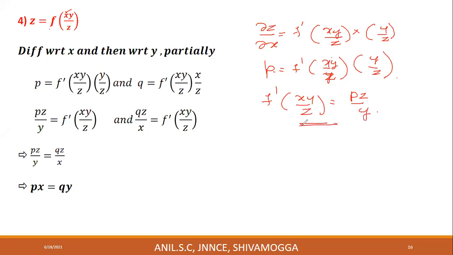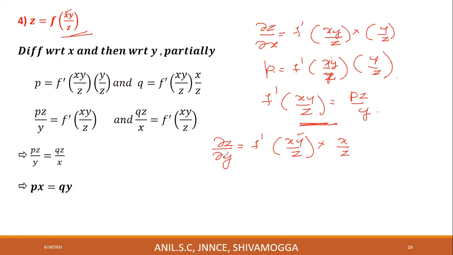This is one expression. Similarly, differentiate this equation number 1 partially with respect to y. Derivative of z is del z by del y. This is equal to derivative of f is f dash xy divided by z into derivative of xy divided by z. Differentiate partially with respect to y, treating x by z as constant.